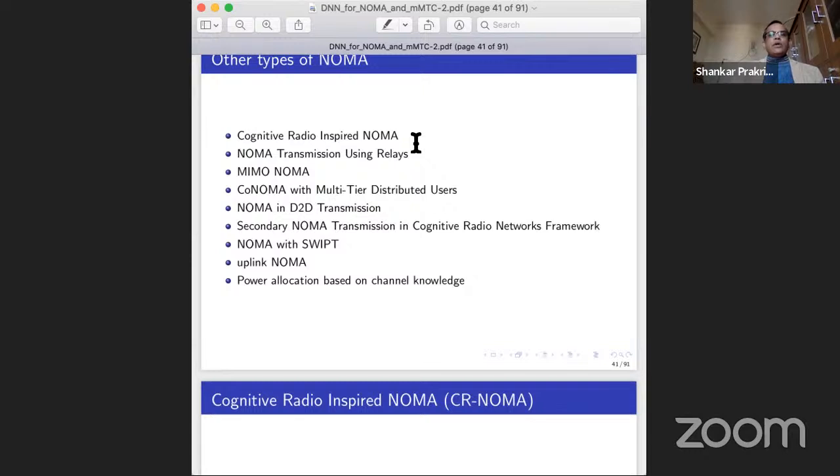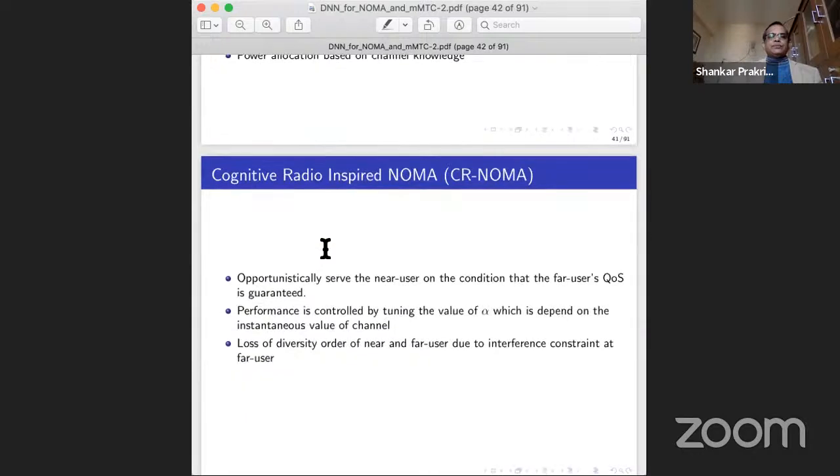But you have cognitive radio inspired NOMA, where you treat the far user as the primary system and try to protect its performance, and treat the near user as a secondary system and try to maximize its performance. So there is this kind of terminology being used. It's not actually cognitive radio, but you're using cognitive radio principles. There's MIMO NOMA, NOMA is also being used in D2D, and NOMA is also being used in the context of simultaneous wireless information and power transfer, and so on.